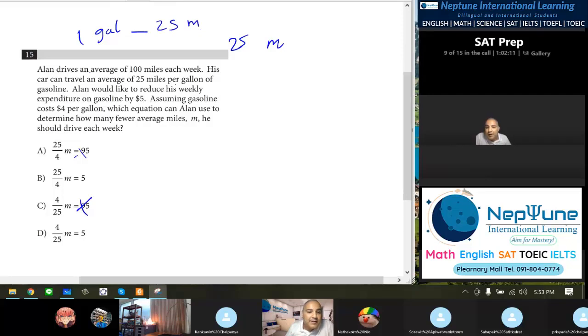So 25 miles cost him $4. So if he goes, I think the answer is D, because if he goes like 100 miles and then 4 over 25, 100 divided by 25 is 4. 4 times 4, he ends up paying $16. So that will show us, if we solve for M, we know how many miles he should go that costs him $5. So that's, if you use it this way, you can answer. Otherwise, you have to think a lot.